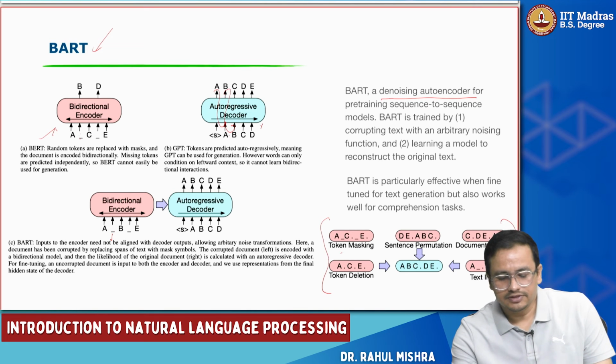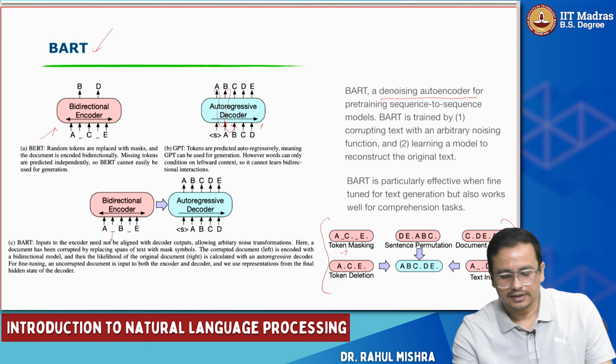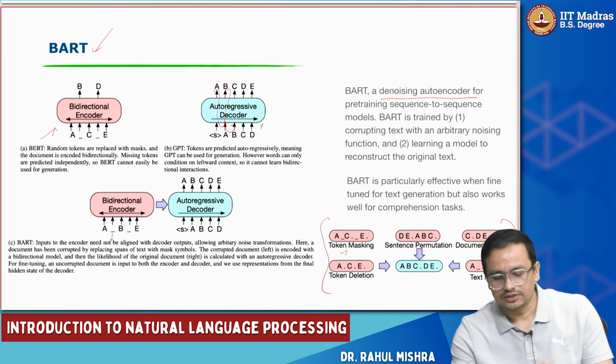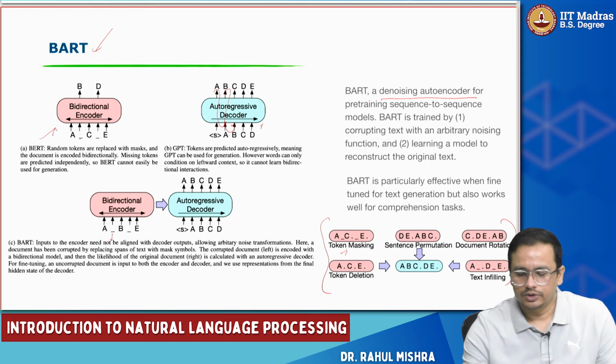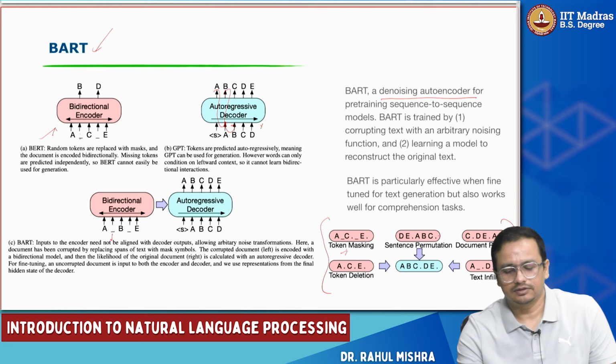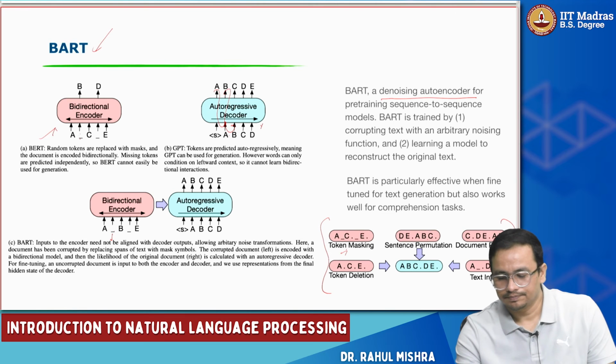So one of them is token masking, which we have seen in BERT, right? Another is sentence permutation. Let's say these are sentences A, B, C, D. What you can do is permute the order of these sentences. So rather than A coming first, you can say D is coming first, then E, then A, then B and C, right? So like that.